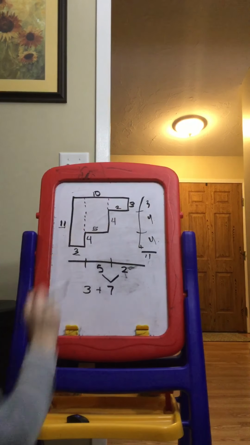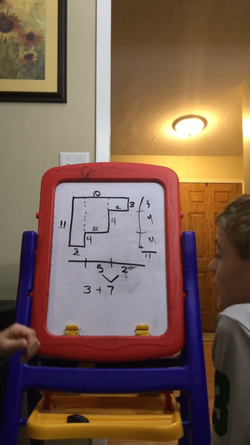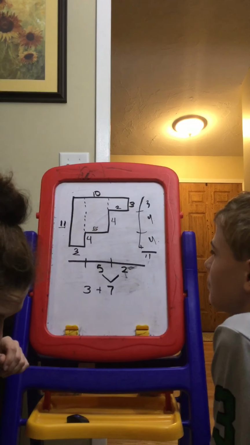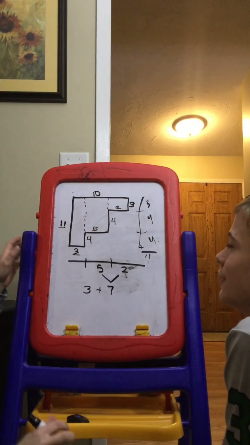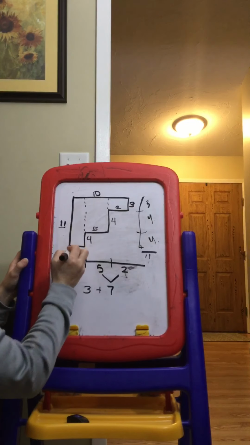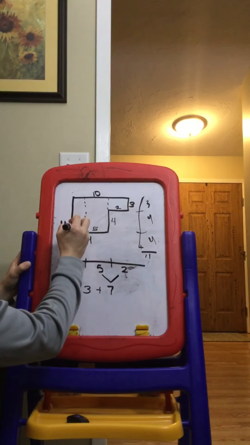So what am I going to multiply right here, Wesley? 11 times a 3. 11 times 3 equals 33. Good job.